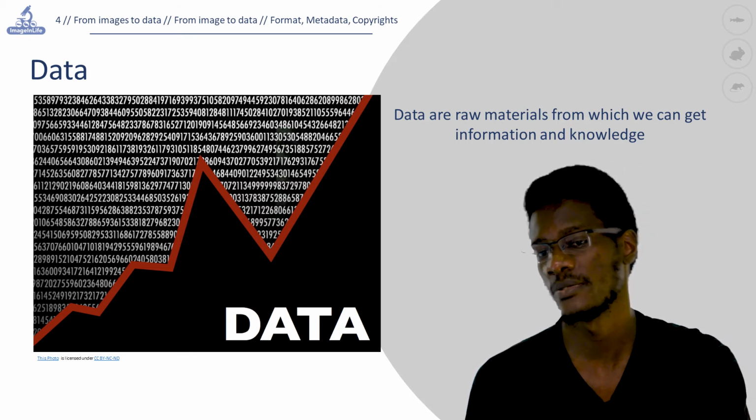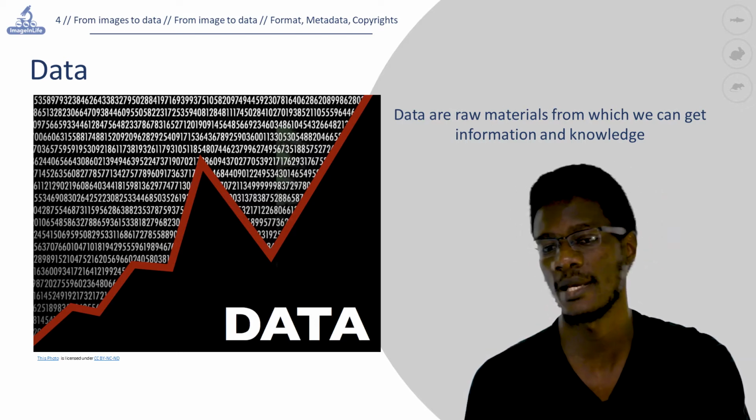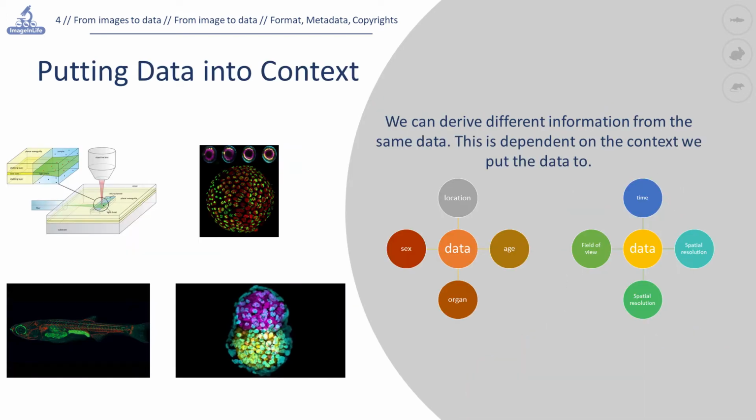Data are the raw materials from which you can get information and knowledge. Researchers, regardless of their discipline or locality, have, produce, and need data. The type of information that we learn from data is dependent on the context that we put the data into. For example, consider information like location, spatial resolution, sex, age, and time that a researcher imaging an embryo under a microscope can be interested in. Another researcher can take that data and look at the difference in the field of view, quality between different microscopes, and produce a completely different information from this.